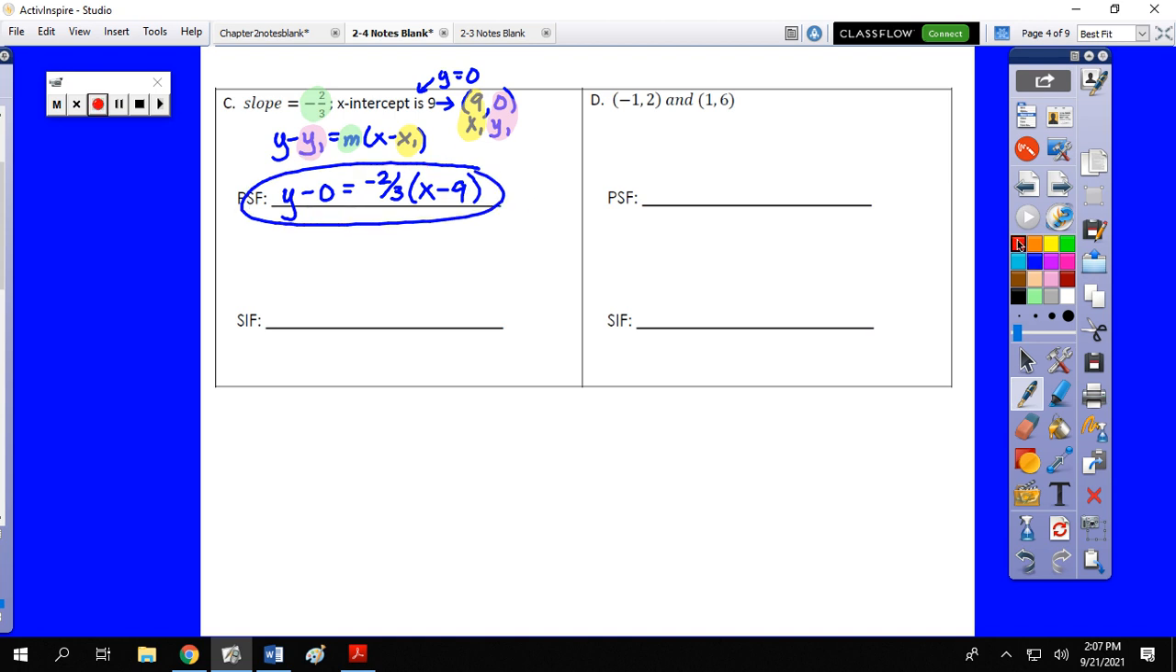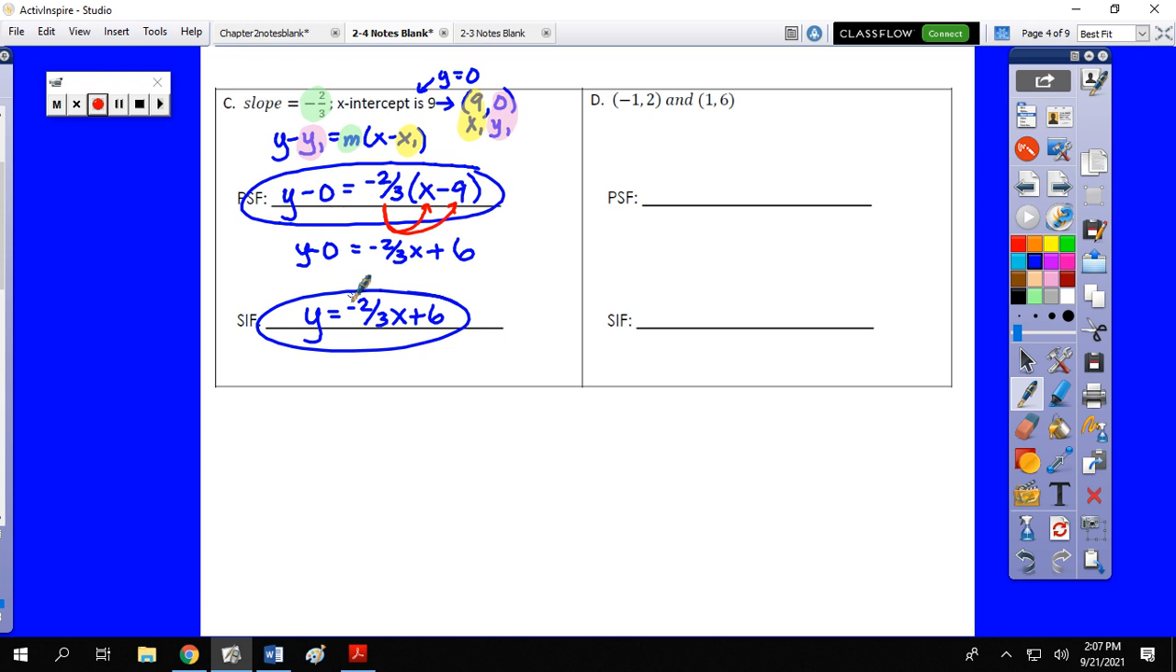Now when we simplify that, it's actually easier than normal, because when we distribute the negative 2/3, we get y minus 0 equals negative 2/3 x plus, and we use our calculator, negative 2/3 times negative 9 is positive 6. This 0 can just be dropped. We don't need to add anything to both sides to get the equation in slope-intercept form, negative 2/3 x plus 6.